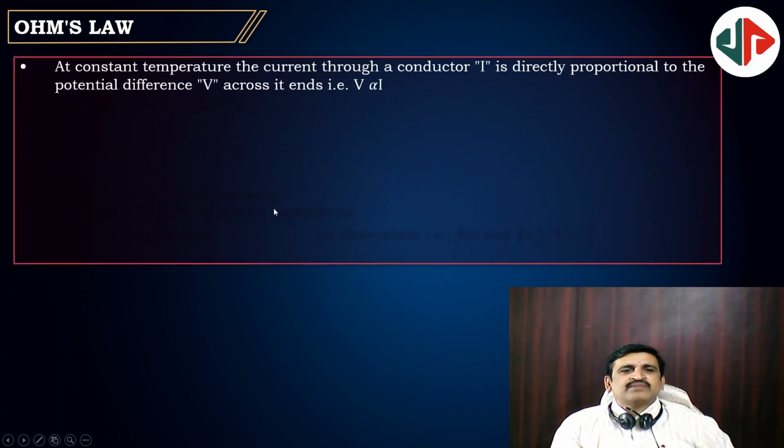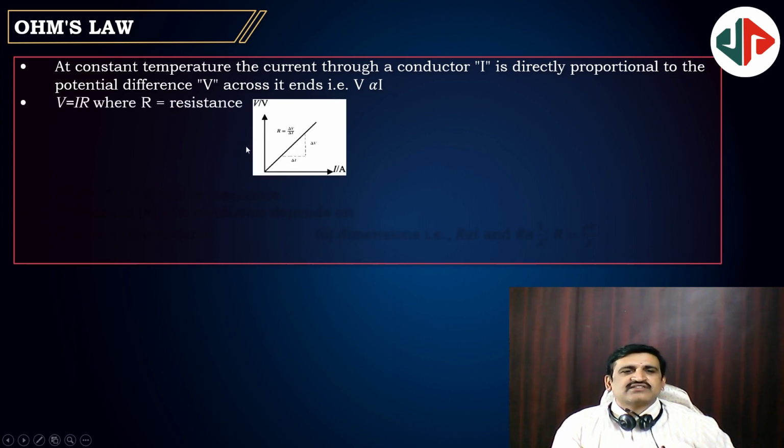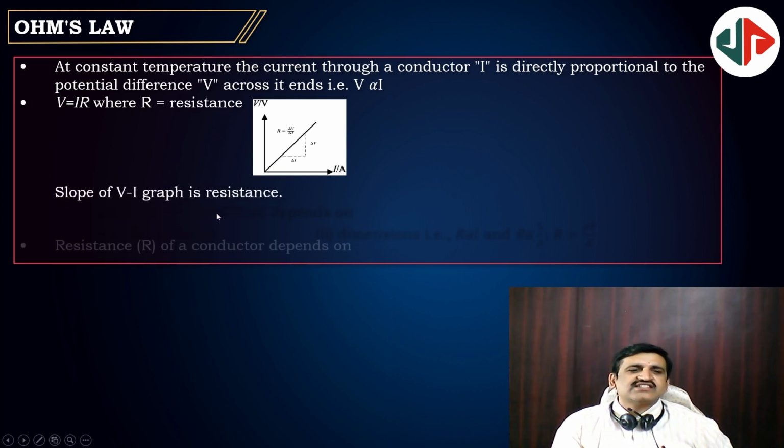At constant temperature, the current through a conductor I is directly proportional to the potential difference V across its ends. V is proportional to I, and V equals IR, where R is the resistance. And this is the related graph of current and potential difference, so that the slope of the V-I graph is the resistance.